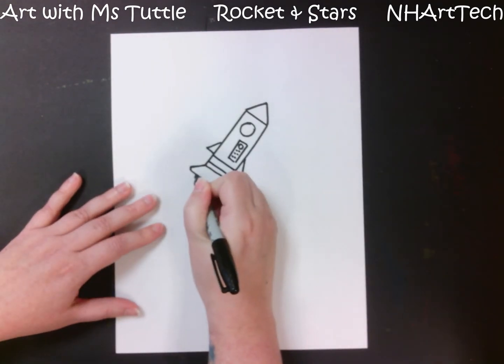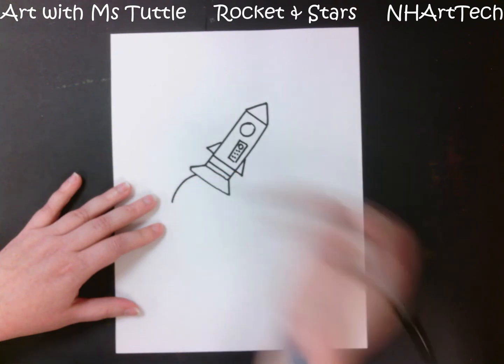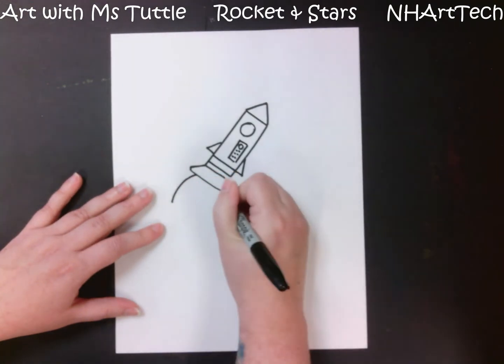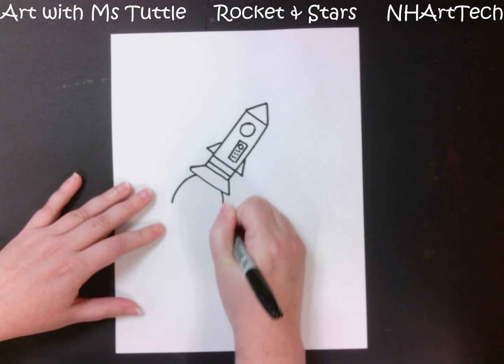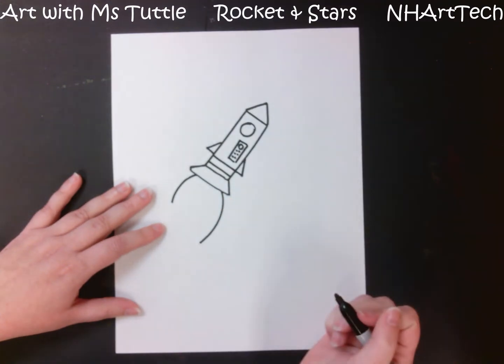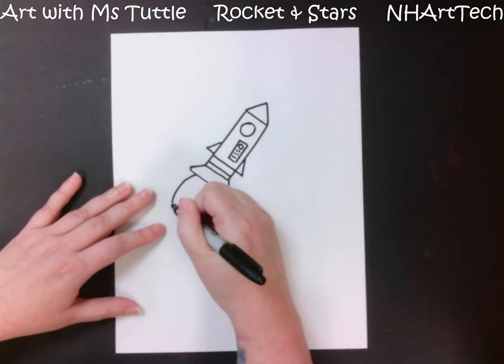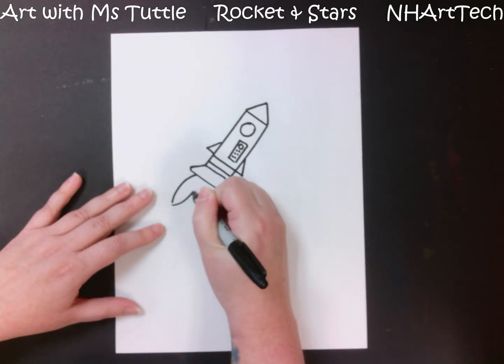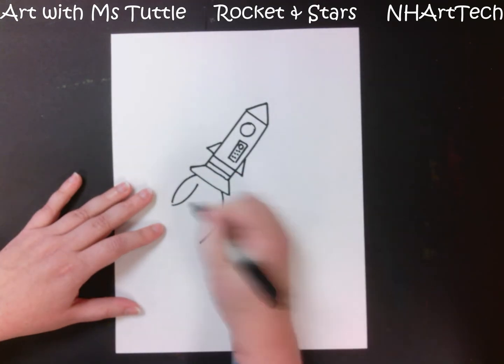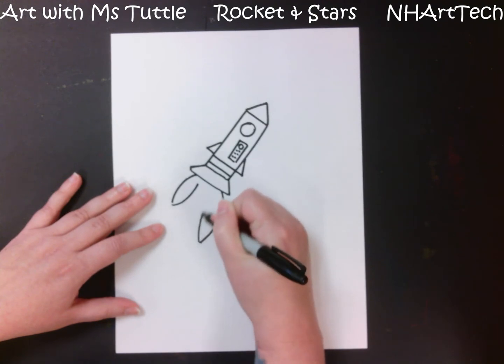So I am going to curve out and a different sized curve. It's okay if they're not the same because we're going to draw them all different. And we're going to curve back in. And then we're going to curve back in.